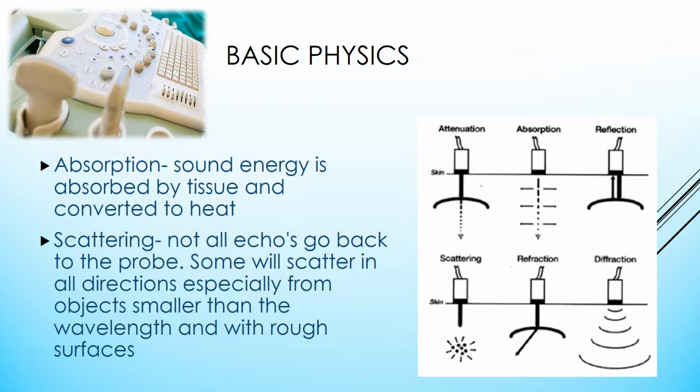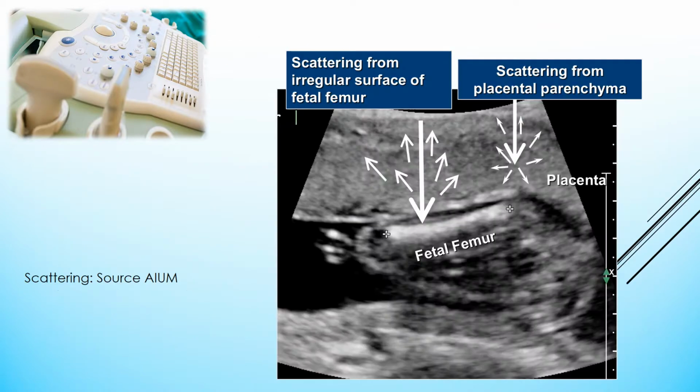Scattering. Not all echoes are going to go back to the probe. Some will scatter in all directions, especially from objects smaller than the wavelength and with rough surfaces. Here we see scattering from the irregular surfaces of a fetal femur. We also see scattering from the placental parenchyma.